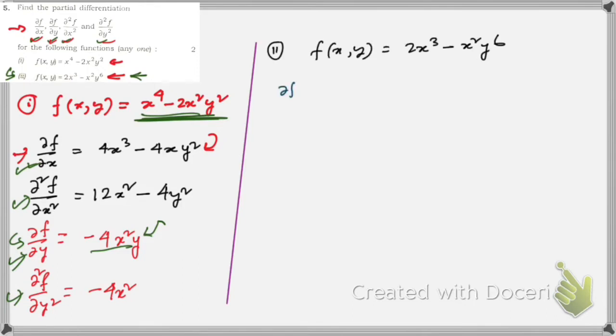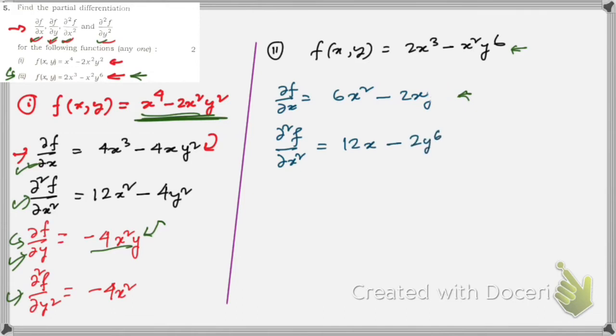Now you can proceed the same way, del f by del x. You're going to get this, keeping y constant. So we have differentiated this with respect to x keeping y constant, then again differentiate this result, and you will get the second order partial derivative of f with respect to x. Again keep y constant. Then now we are to find del f by del y. Now differentiate this keeping x constant.